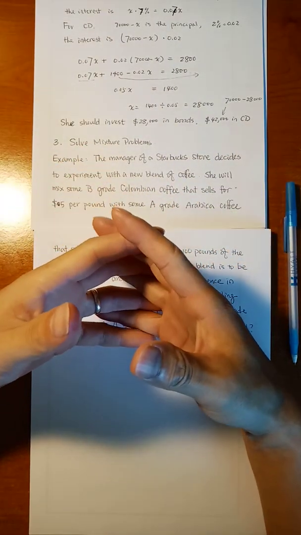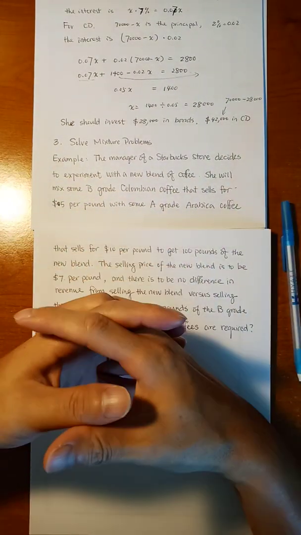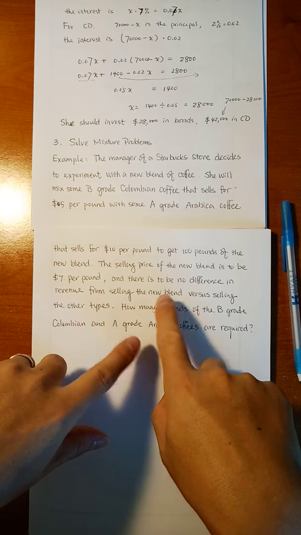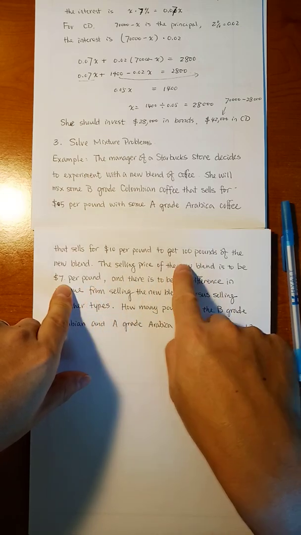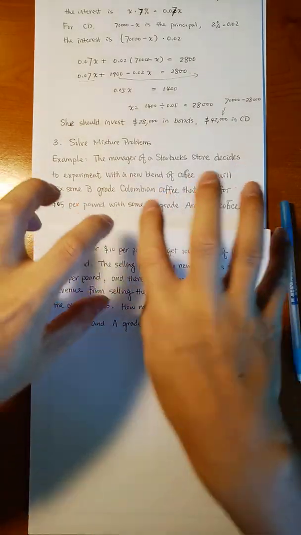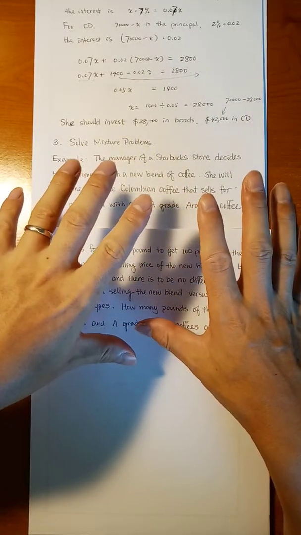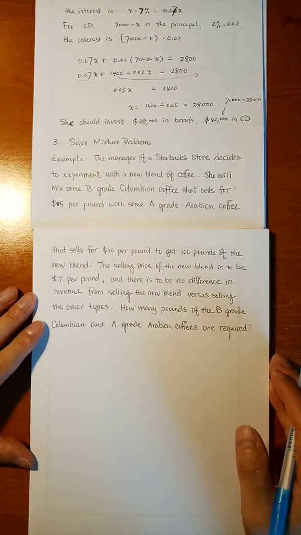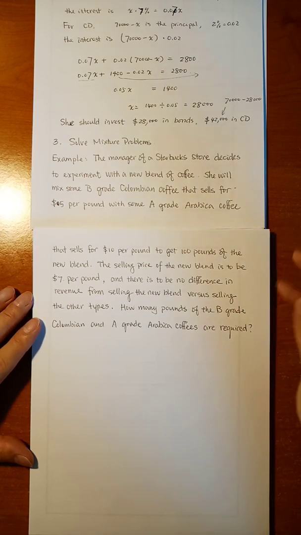We sell for the price $7 per pound, and the condition says there's no difference in the revenue. It means if we sell 100 pounds of such new blend, each pound is $7, so 100 will be $700 income. But if we separately sell B and A grade, we should get the same amount of money. So that is the requirement, no difference in the revenue. We don't lose money or earn money. We just want to get some new blend to get some promotion possibly, or get a different flavor.